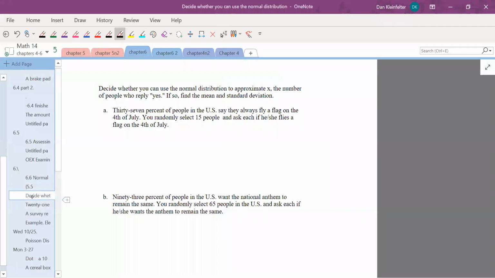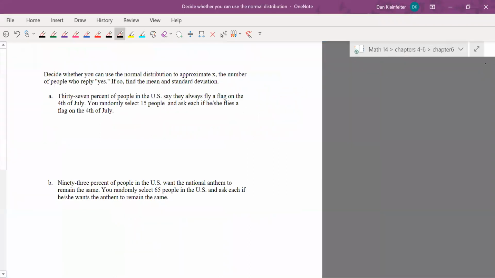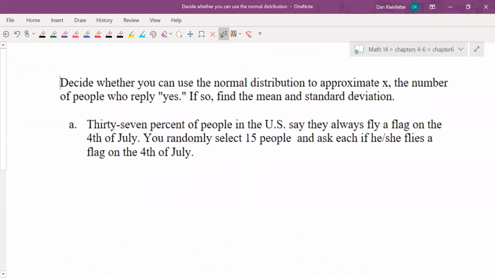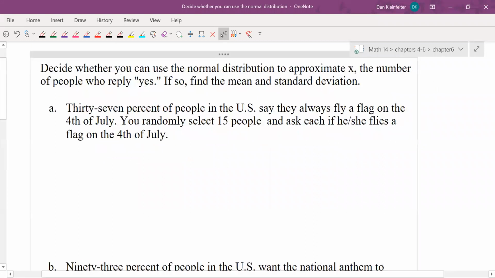So let's first just check and ensure that some requirements are satisfied. That's what we'll do in this first example. Here it says decide whether you can use the normal distribution to approximate x, the number of people who reply yes. If so, then find the mean and standard deviation. And if not, you don't have to. Here it says 37% of people in the US say they always fly a flag on the 4th of July. You randomly select 15 people and ask each if he or she flies a flag on the 4th of July.